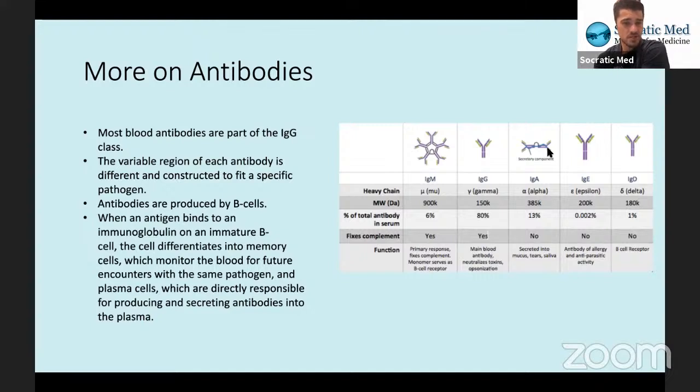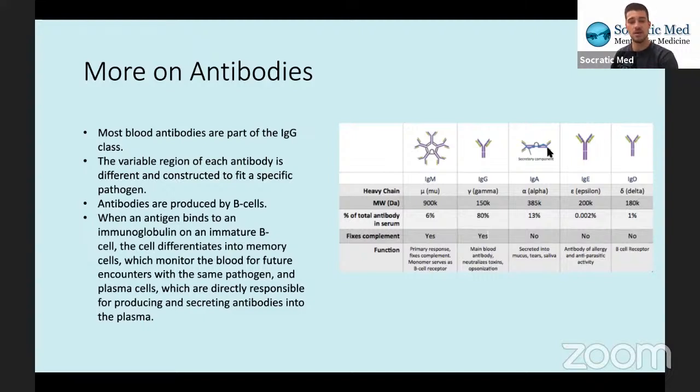So the variable region of each antibody is different and constructed to fit a specific pathogen. Antibodies are produced by B cells. B cells are one of a type of cell that is part of the adaptive immune system. When an antigen binds to an immunoglobulin on an immature B cell, the cell differentiates into memory cells, which monitor the blood for future encounters with the same pathogen, and plasma cells, which are directly responsible for producing and secreting antibodies into the plasma.